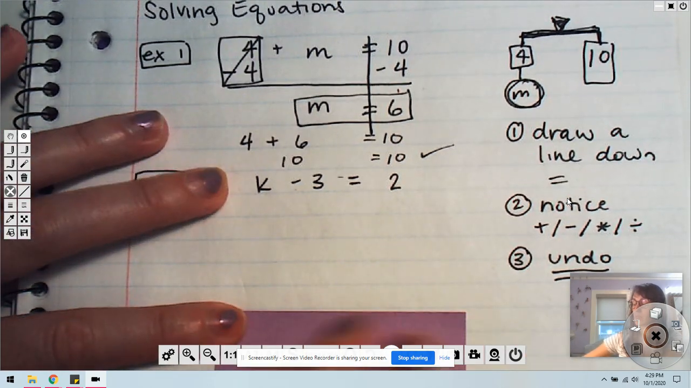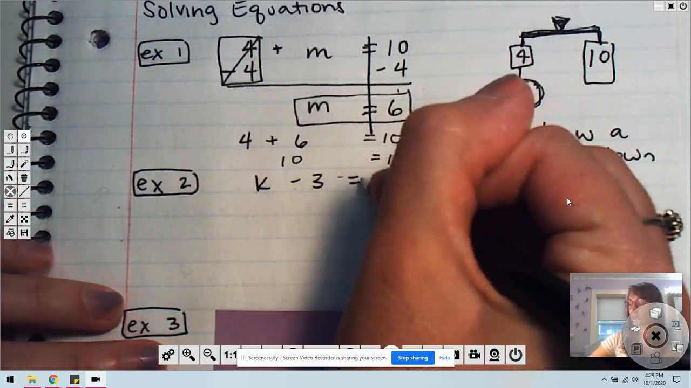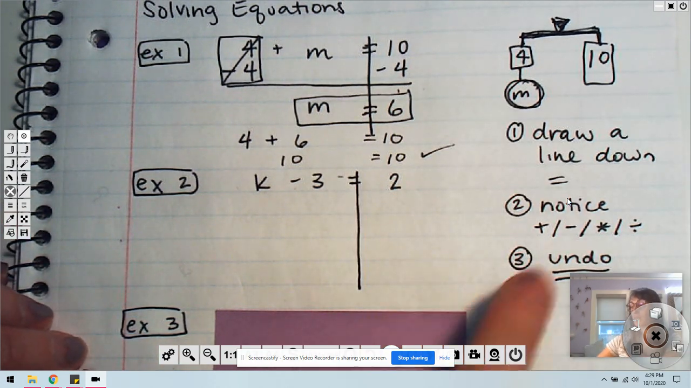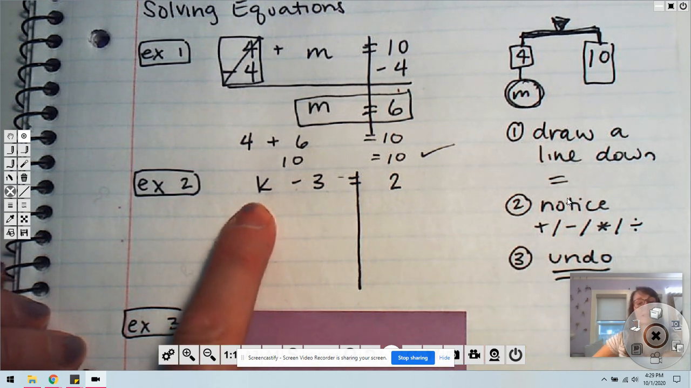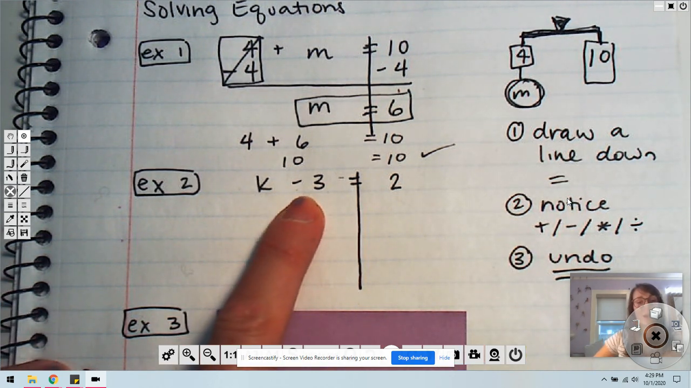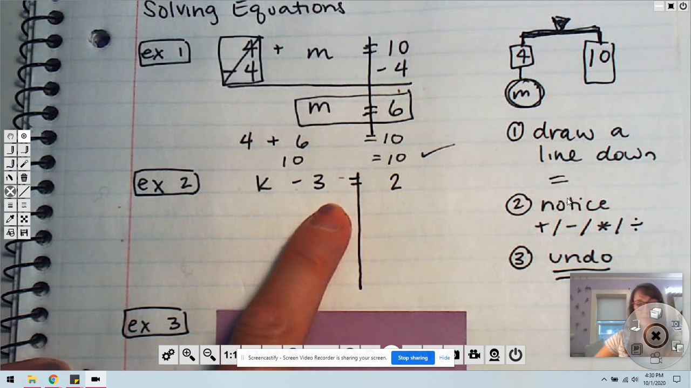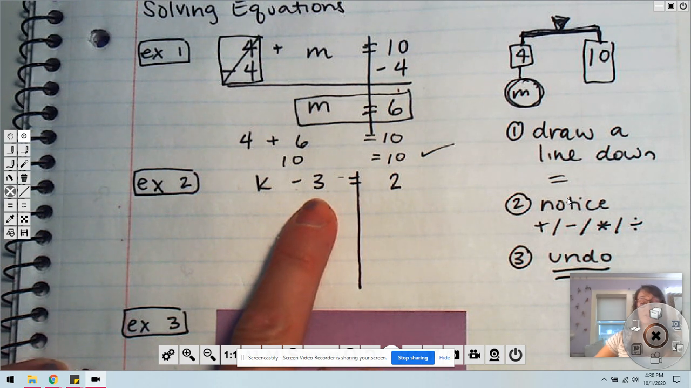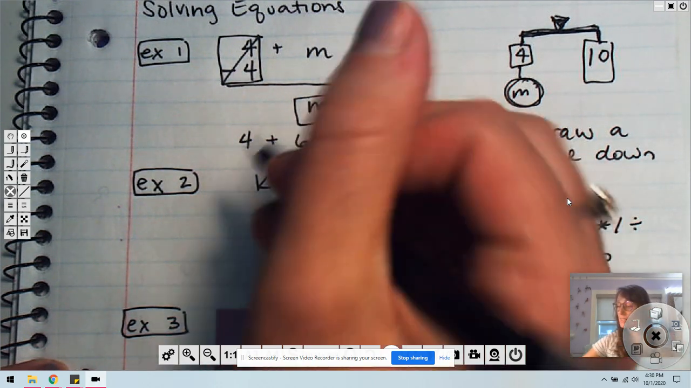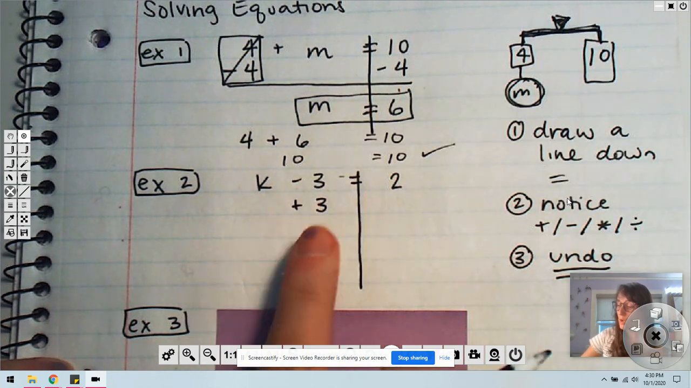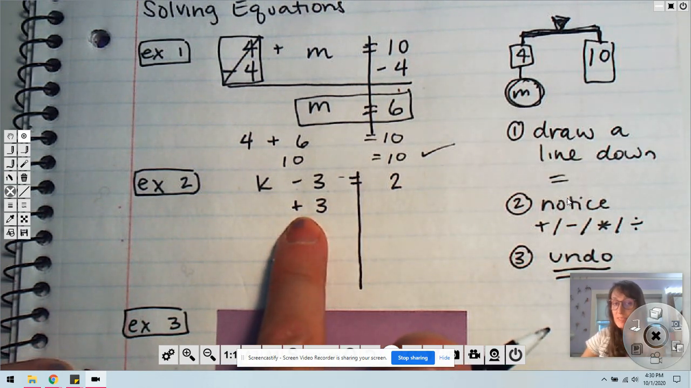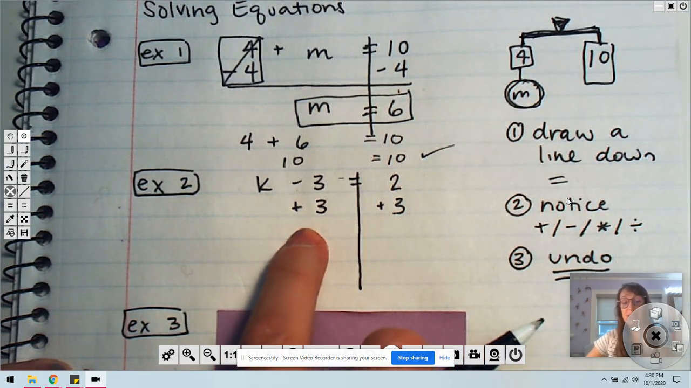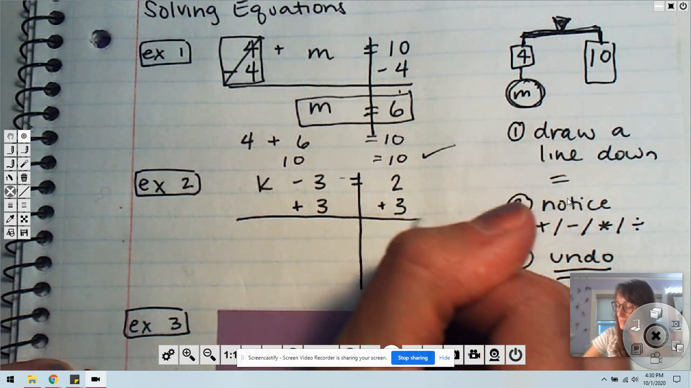For my second example, I have k minus 3 equals 2. My first step, I draw a line down my equal sign. Now I'm going to notice what's happening to k. K is being subtracted by 3. To undo subtraction by 3, I have to do the opposite, which is adding 3. Whatever I do to one side of my scale, I must do to the other. That's why I draw that line, to remind myself that the same thing should be happening on both sides.